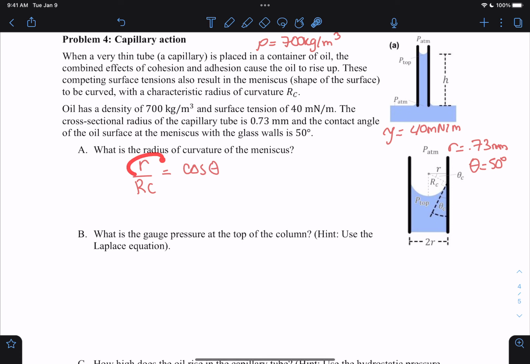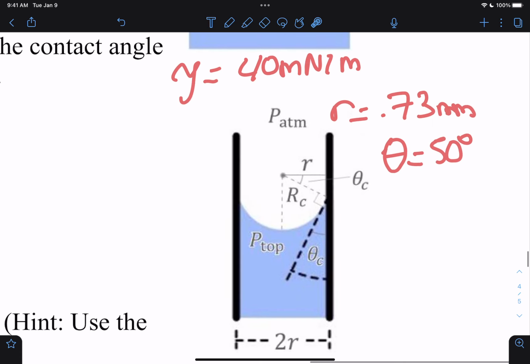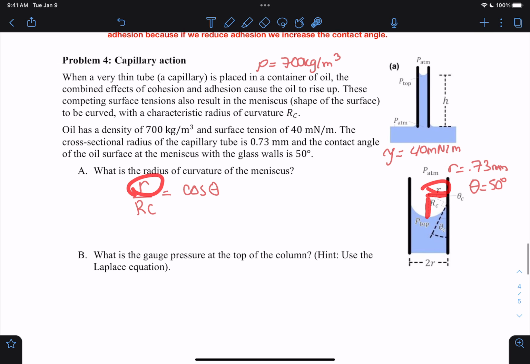R here is our cross-sectional radius. That would just be this radius here, not this one, but this one. And that's the 0.73 millimeters, right? So if we rearrange the equation, multiply over RC, divide over cosine, then we can see that 0.73 millimeters divided by cosine 50 would give us our radius of curvature. But we want things to be in SI units preferably, right?